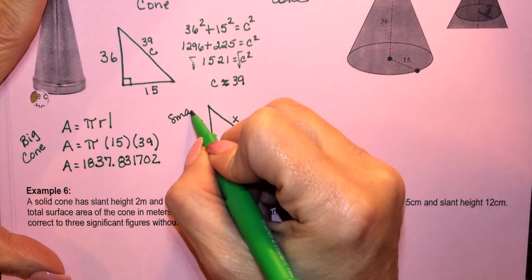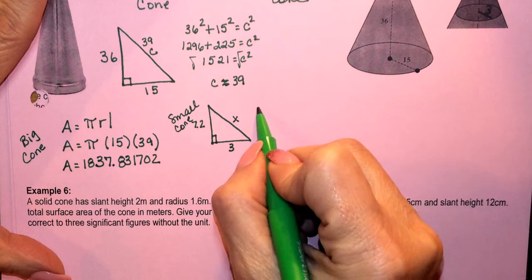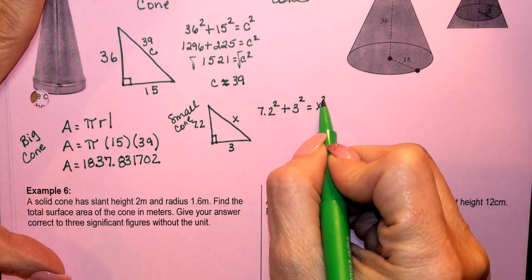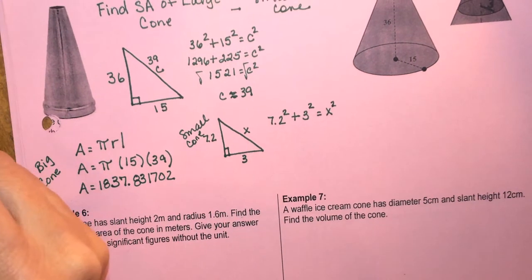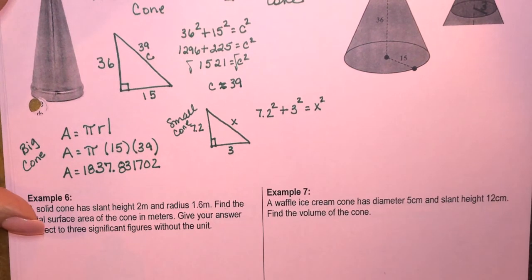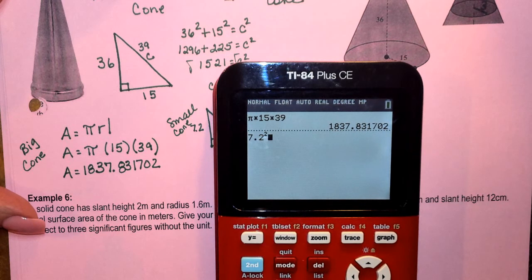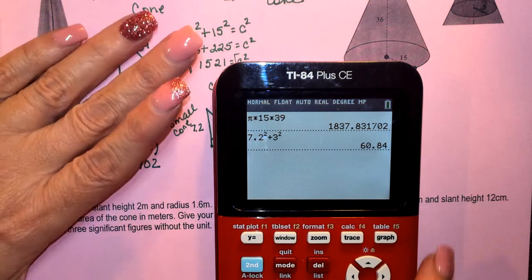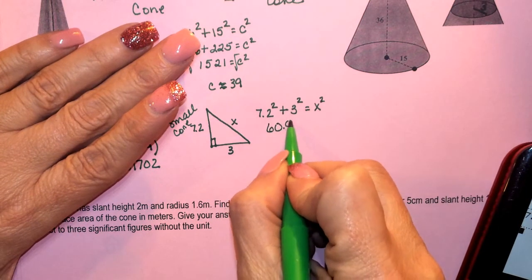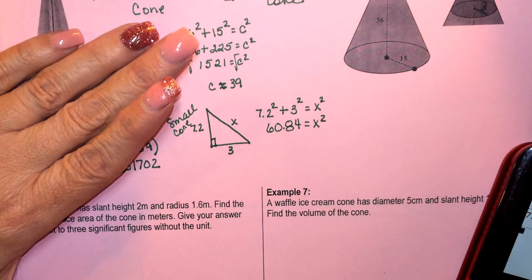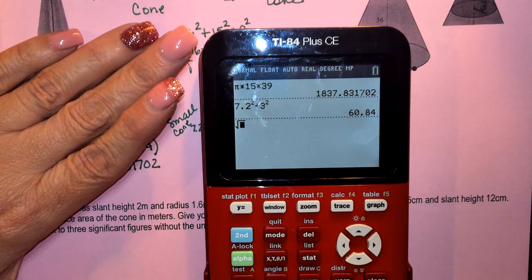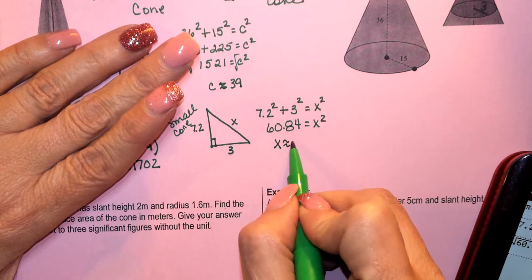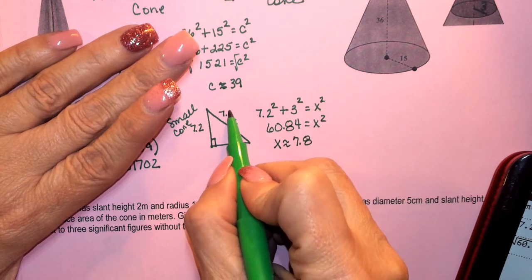So I'm going to write here small cone. Okay, so 7.2 squared plus 3 squared equals X squared. I'm going to do all of that together. So 7.2 squared plus 3 squared equals 60.84. Take the square root of that, 7.8. So X is approximately 7.8. So this side over here is 7.8.